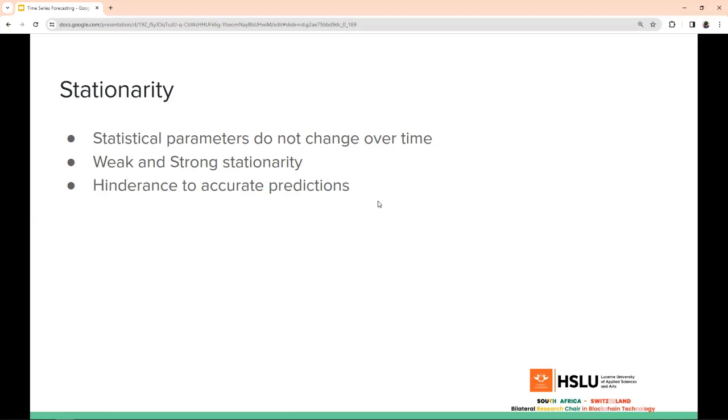Like I said, it's a hindrance to accurate predictions, because non-stationary time series data is more difficult to predict. Your statistical parameters are a function of time, so you would have to capture that change in your statistical parameters. It's a lot more difficult, and so as data scientists, we have to perform some transformations in order to make the data set stationary.